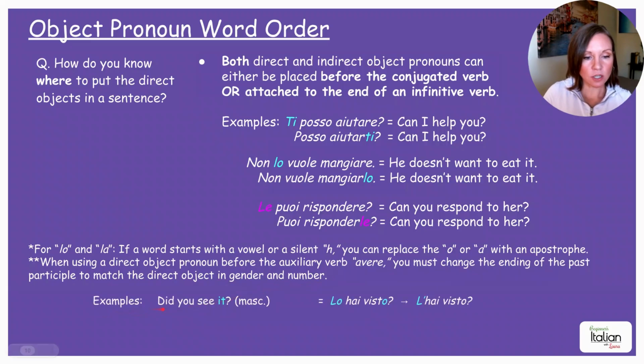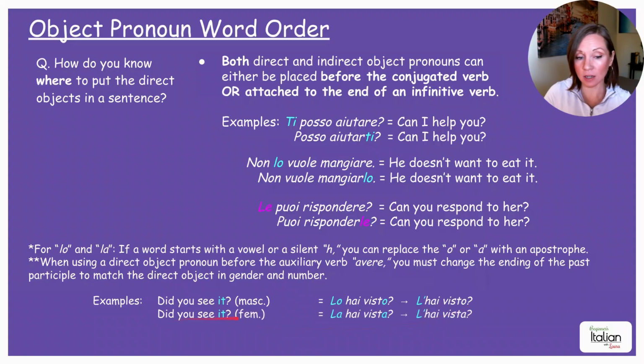Okay, so did you see it? If it is masculine, we're assuming. Lo hai visto? Okay, so you can say lo hai visto. Or you can say l'hai visto. So you see how the ending, the O, is going to correspond with lo. And because it's either lo or la, you can replace the O or A with an apostrophe. So the lo becomes l'hai, okay, L apostrophe H-A-I, visto.